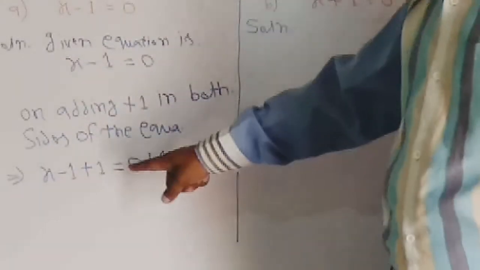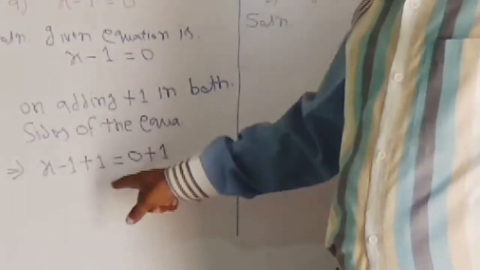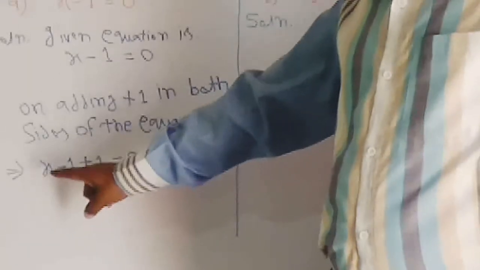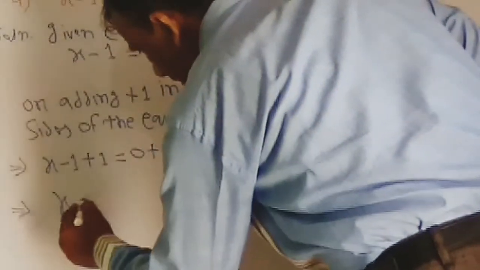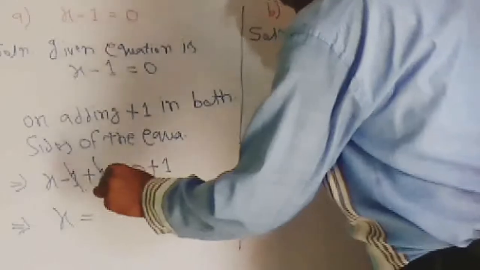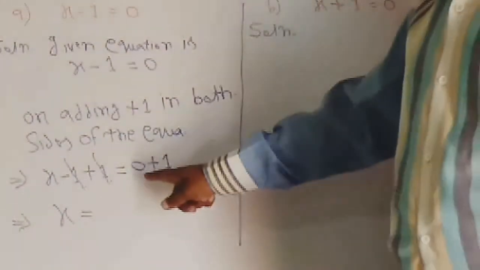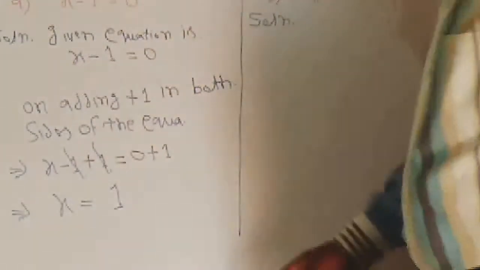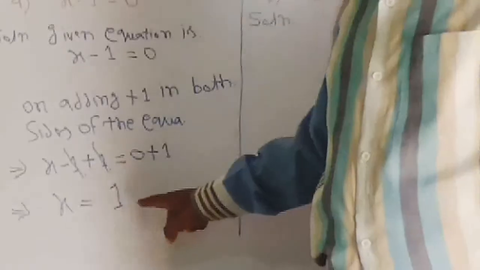In this part, minus 1 is cancelled with the plus 1. It means nothing is here. Only the variable is left. So we are writing like this. It is x equal to, because minus 1 is cancelled with the plus 1. And on right hand side, 0 plus 1 gives you the 1. So for the variable, we have x equal to 1.